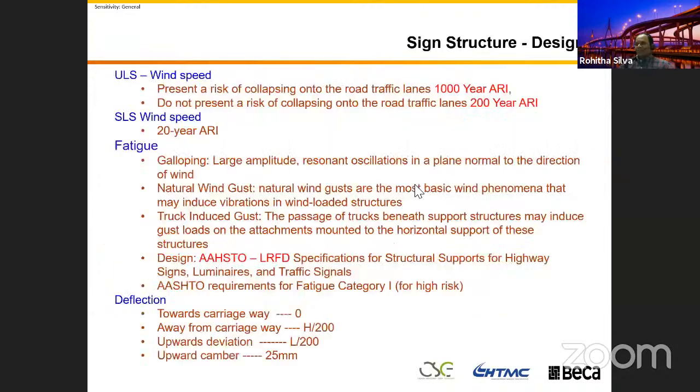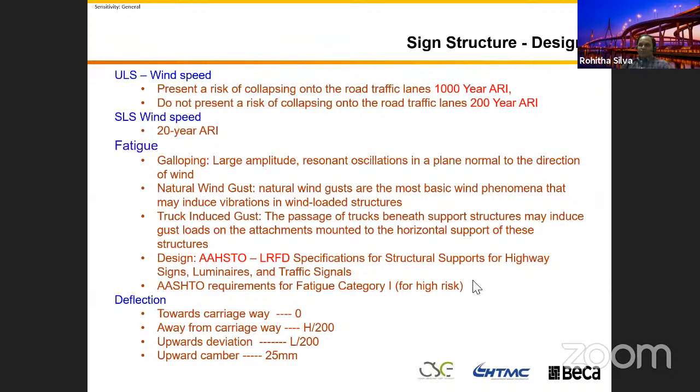If you put your sign structure away from the road, even you can use a less return period, because even if a sign structure collapse, there is no risk for the commuters. So the SLS design wind speed is 20 ARI. From this design, you can get your sign structure dimensions, your steel members, all those things you can design. But sign structure detailing and design is governed by the fatigue.